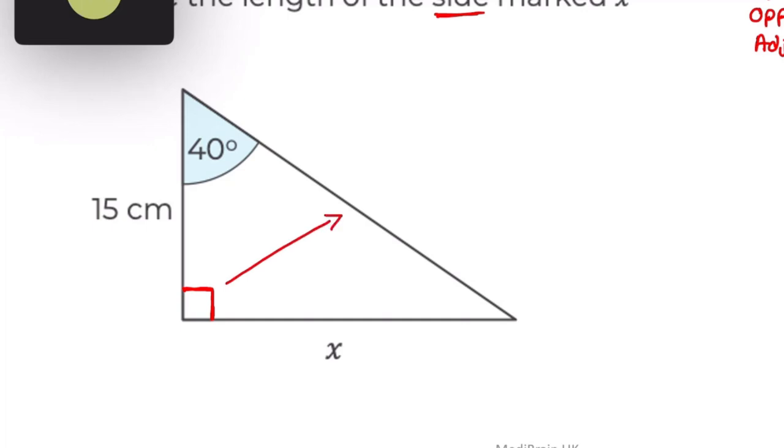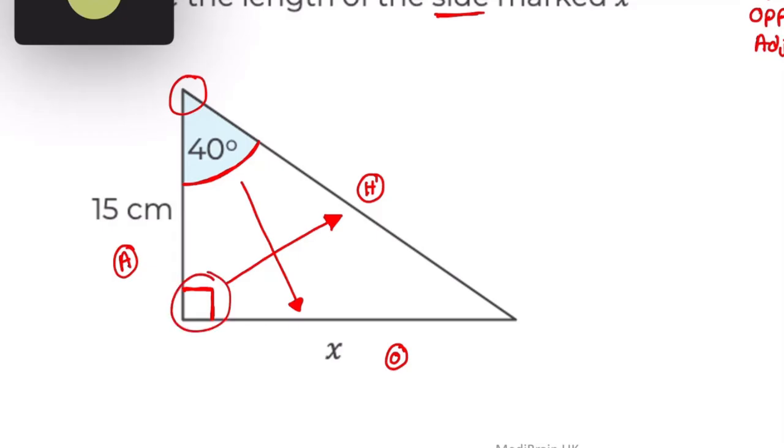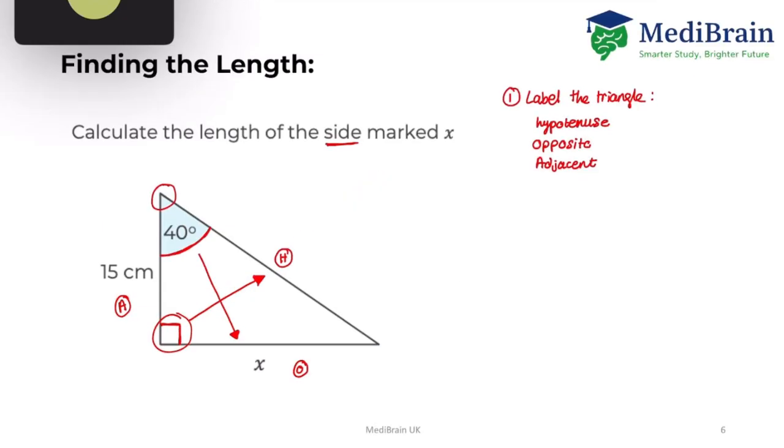The side which is opposite it is going to be the hypotenuse. That's the longest side in the triangle. Our angle is over here. So the side which is opposite it is going to be the opposite. And then the side which is left over is going to be the adjacent. And that connects this angle to the right angle. So we've labeled our sides: hypotenuse, opposite, and adjacent.